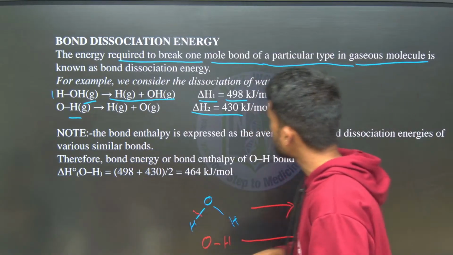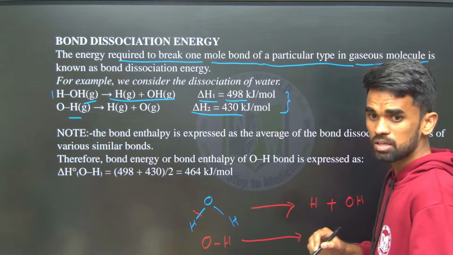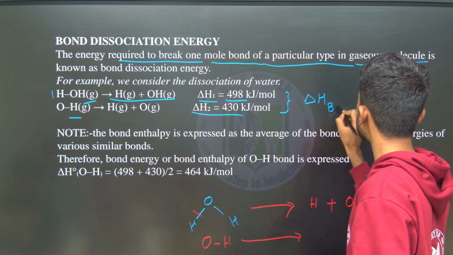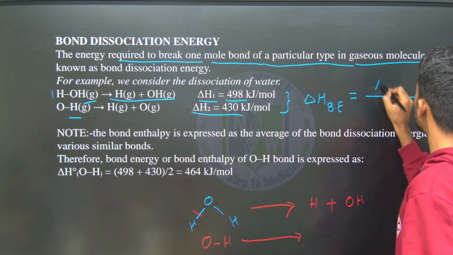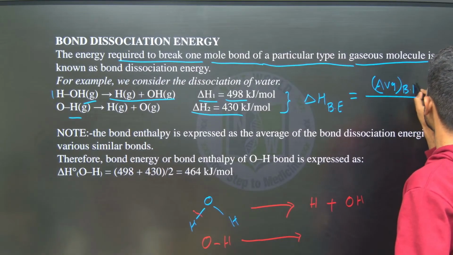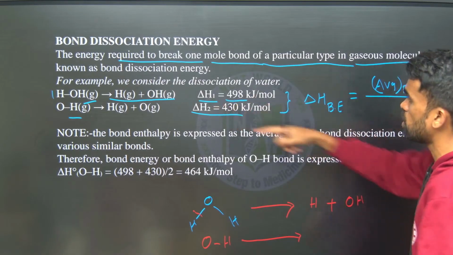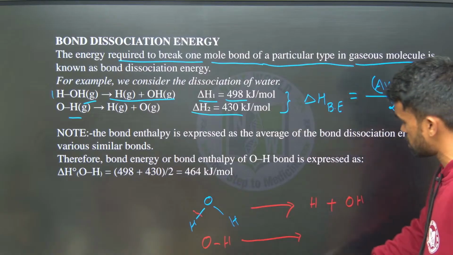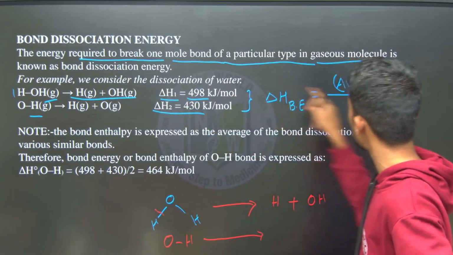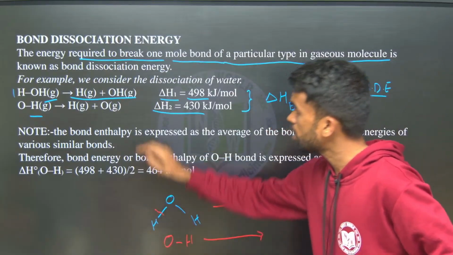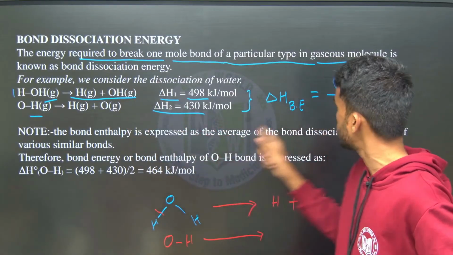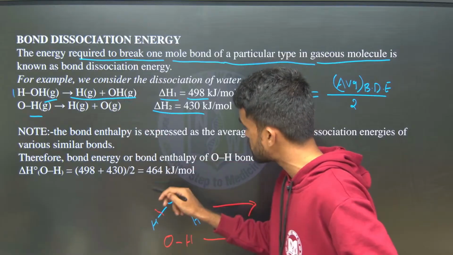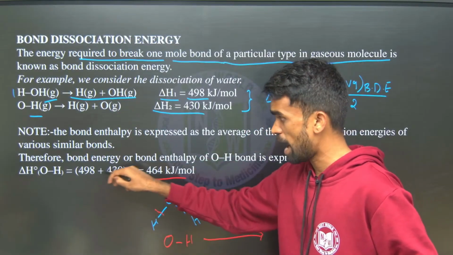So now the average of the bond dissociation energies is called bond energy. So what does bond energy mean? Delta H bond energy is the average of bond dissociation energies. Average means, here how many bonds are there? 2 bonds, different. So take that many observations, add these 2 and divide by 2. That will be your average bond dissociation energy, which we are calling bond energy. So the bond energy of this water molecule is how much here? 464. Just adding and dividing by 2.